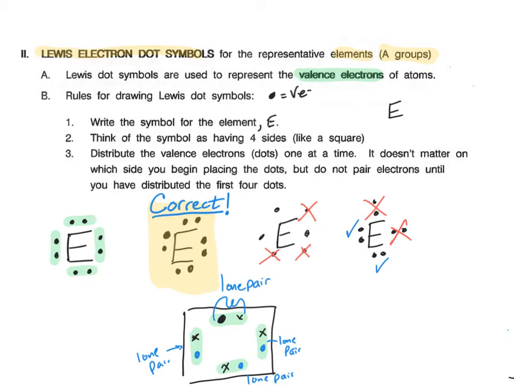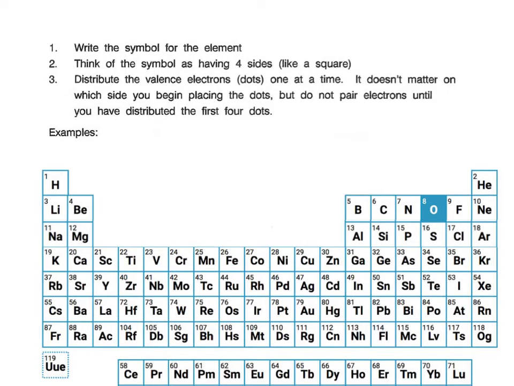So just a real quick reminder of how many valence electrons we have. We have 1 for group 1A, 2 for 2A. All of this section is 2 valence electrons, then 3 for 3A, 4 for 4A, 5 for 5A, 6 for 6A, 7 for 7A, and 8 for 8A. Remember, helium only has 2 valence electrons because it only has 2 electrons.